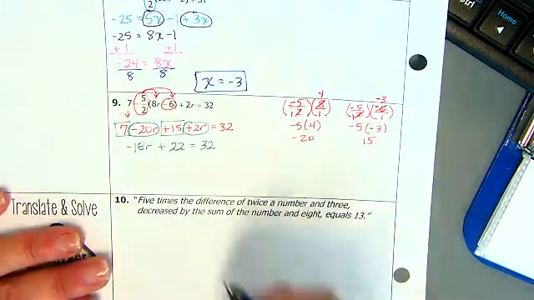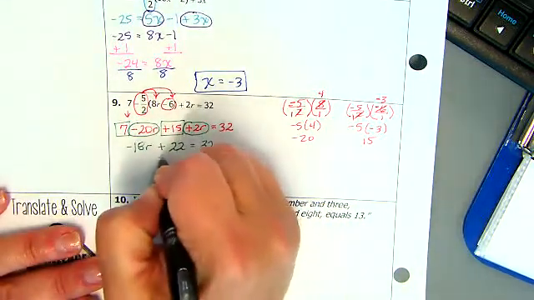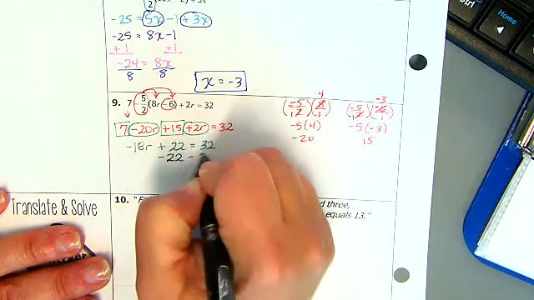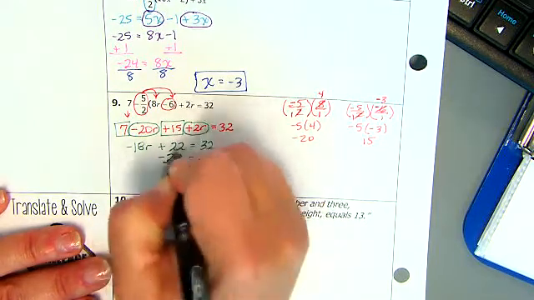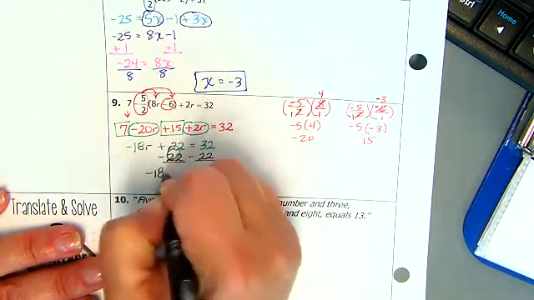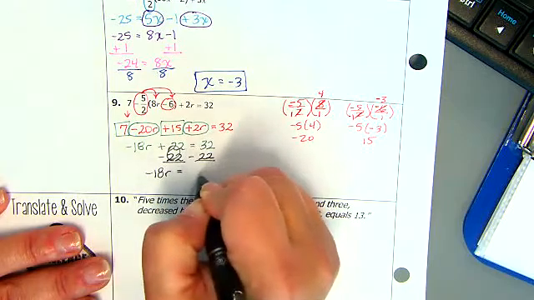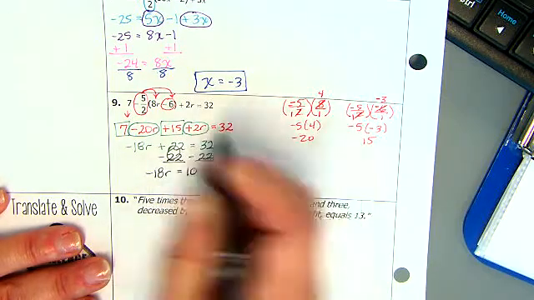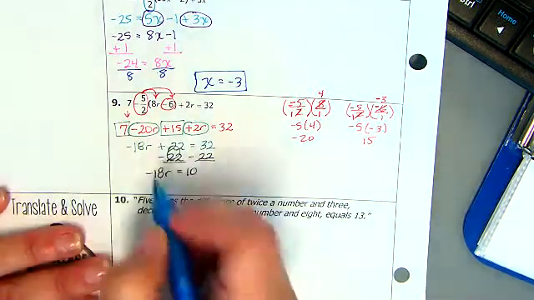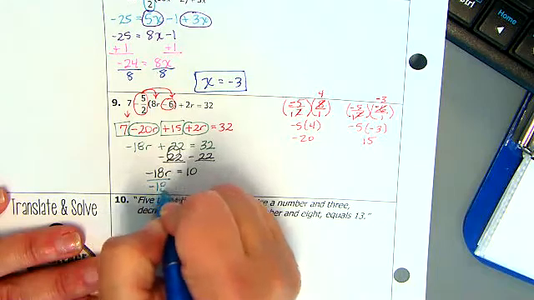And now we solve. So I'm going to subtract 22 from both sides. Cancels, and I have a negative 18r equals 10. Divide by negative 18.